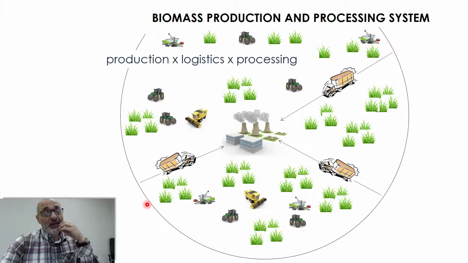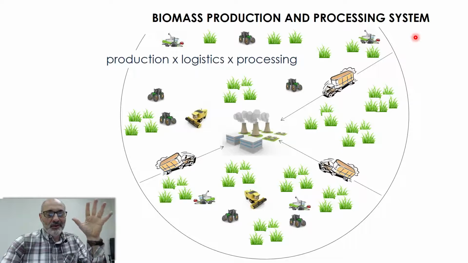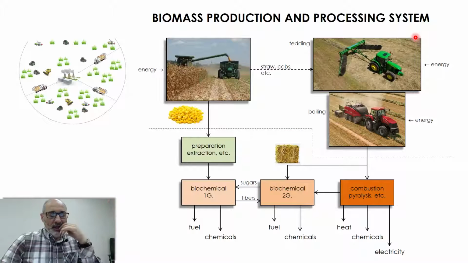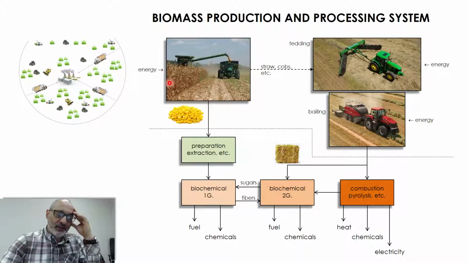So, just for reasoning, suppose that the area around the industrial unit is a circle of radius r. I want you to reason with me. This is an important picture. I'm going to come back to it in a few slides.